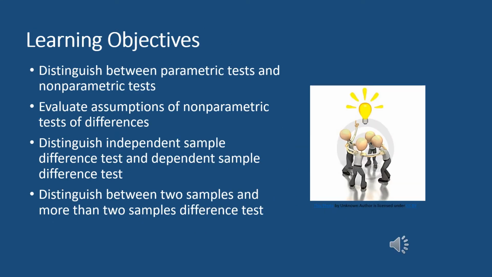The learning objectives for this lecture are to help you distinguish between the parametric tests that we've been studying already and the non-parametric tests. Evaluate the assumptions of the non-parametric tests of differences, and this helps you know when you will be using the appropriate test. And again, we're going to visit the independent sample and dependent sample types of tests, and then to help you distinguish between two samples and more than two samples, and what type of test you would use for that particular data set.